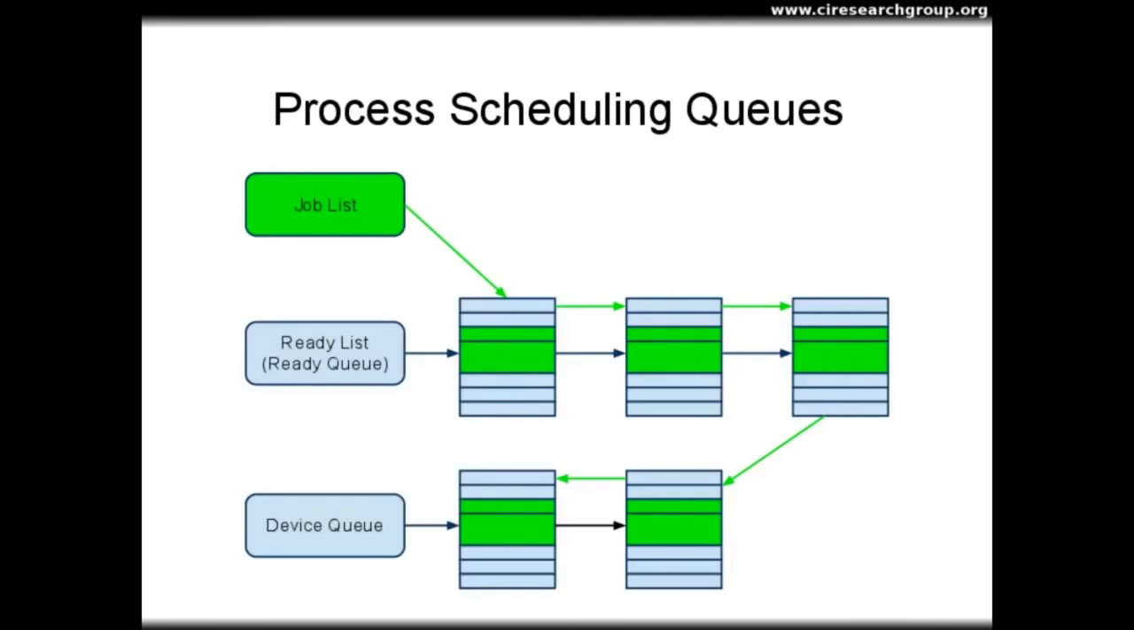In this diagram, we can see the PCBs for 5 different processes. All PCBs are members of the job list, with list links depicted by the green arrows. 3 jobs are in the ready list, and 2 jobs are in a device queue waiting on I/O. The linked lists within each queue are represented by the dark blue arrows. Notice that the 2 linked lists for the queues overlap the linked list for the job list. Careful management of linked lists is a major requirement of operating system kernel code.